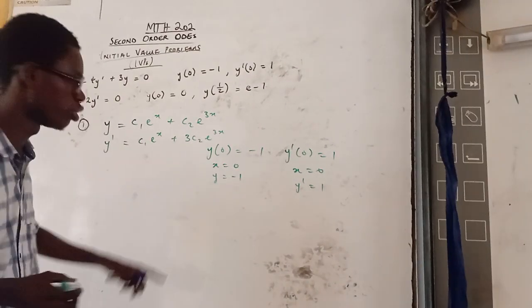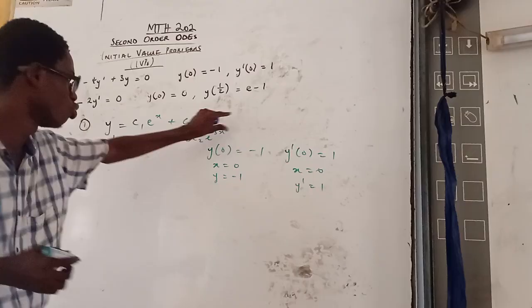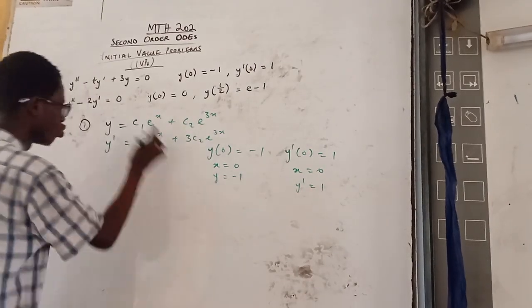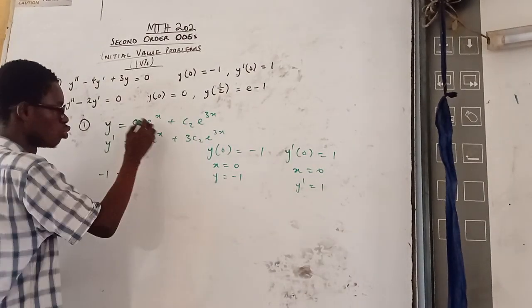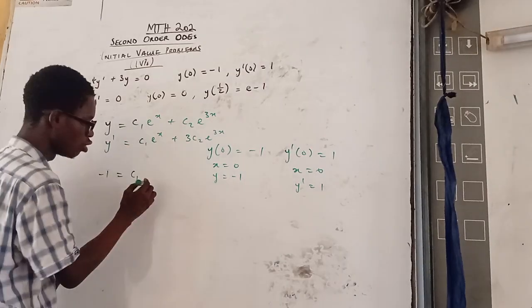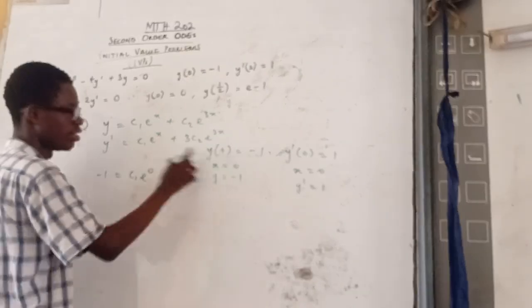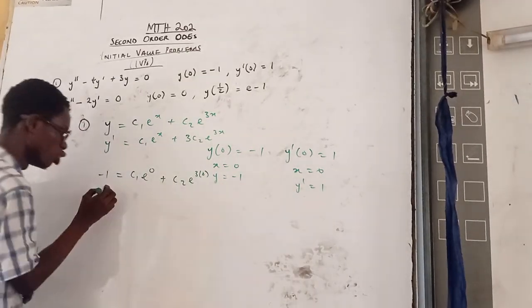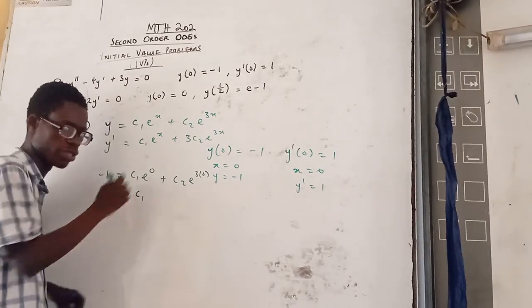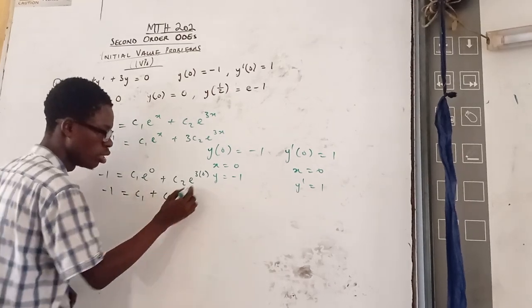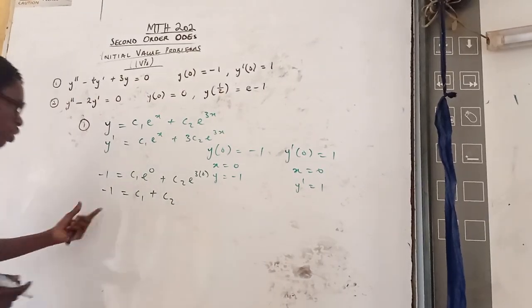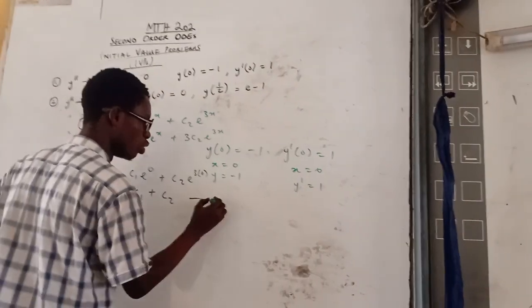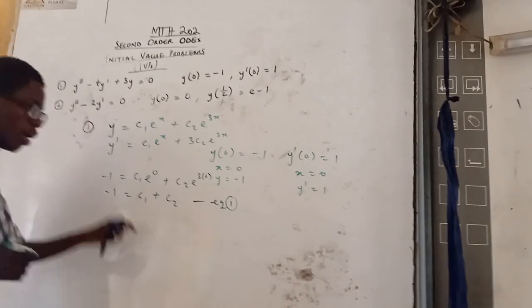Now let's use these conditions. The first condition we use for y. Y is minus 1, so minus 1 equals c1 e raised to power 0, because x is 0, plus c2 e raised to power 3 times 0. Since e raised to power 0 is 1, we have minus 1 equals c1 plus c2. This is our first equation.